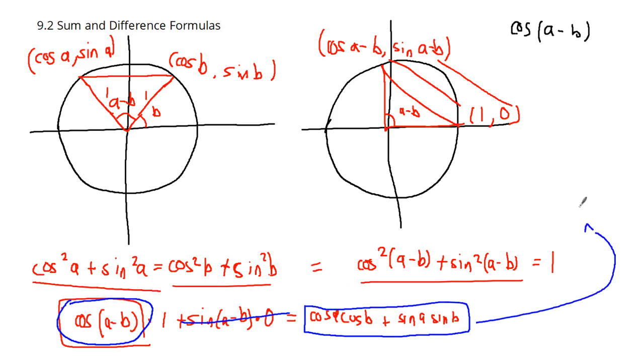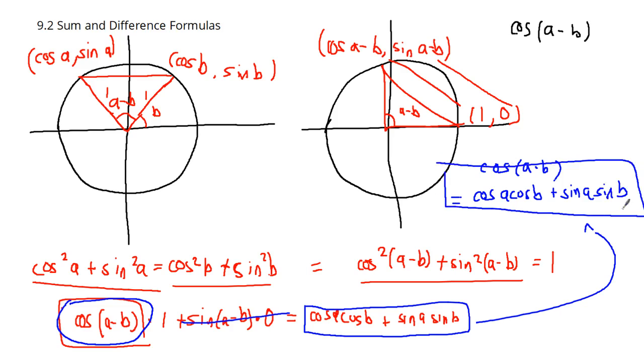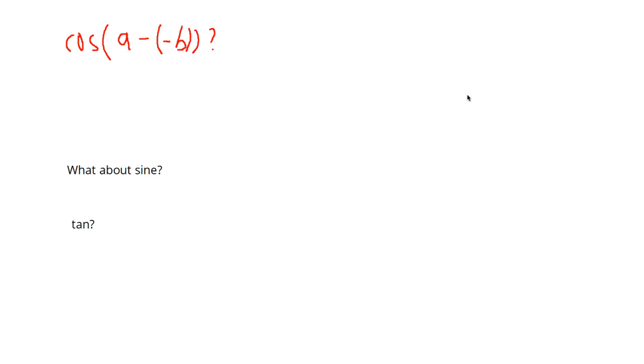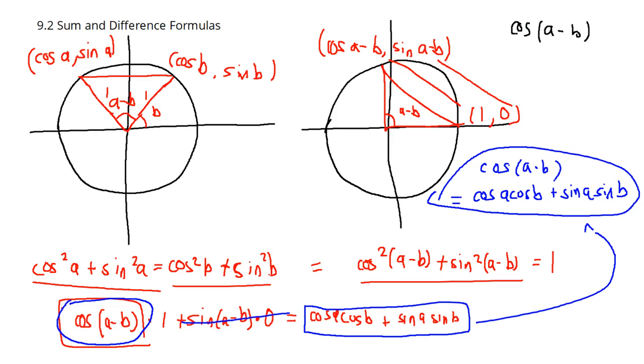So therefore, we have cosine A minus B is equal to cosine A cosine B plus sine A sine B. And that is our first identity derived. That's an ugly rectangle right there. There you go. So what about cosine A plus B?